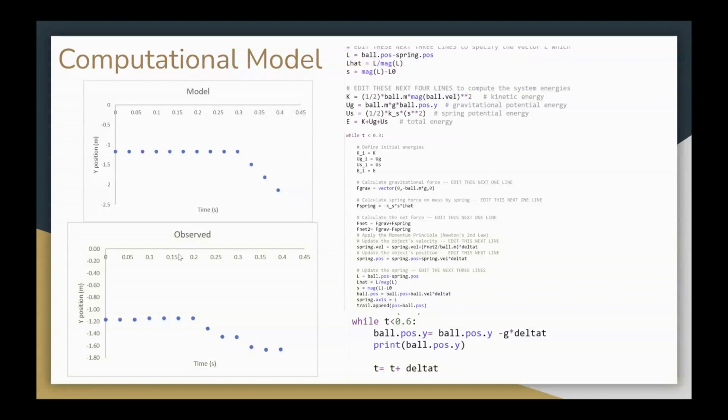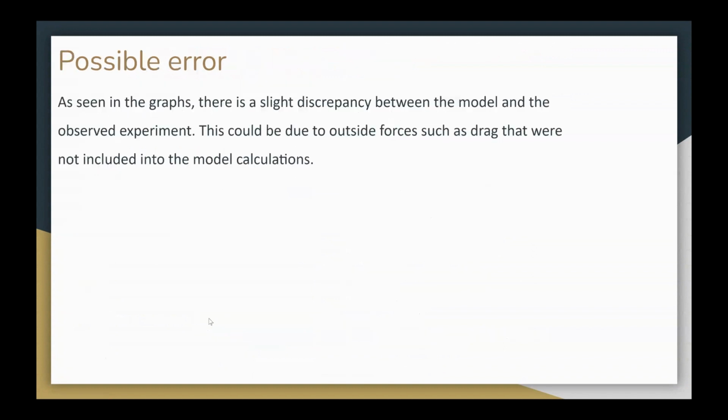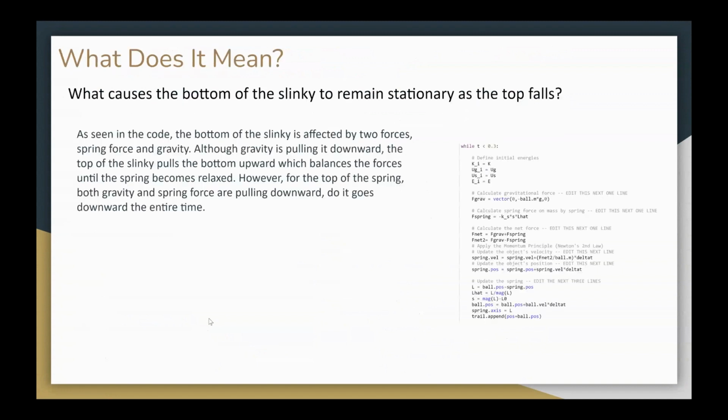And as you can see, the models are pretty similar. It stays constant until 0.3 and then drops down. Here, it is a little bit before 0.3, so my observation could have been slightly off. Possible error, as seen in the graphs, there is a slight discrepancy between the model and observed experiment. This could be due to outside forces such as drag that were not included in the model calculations.